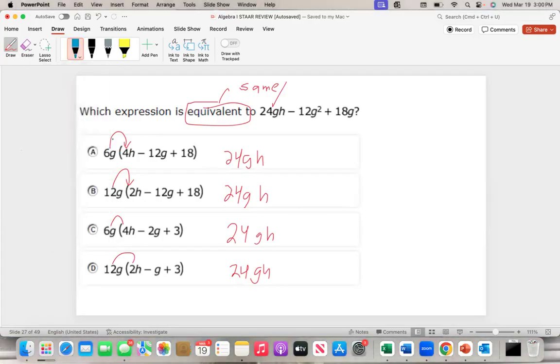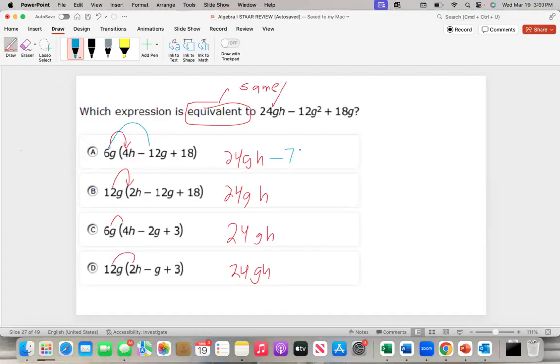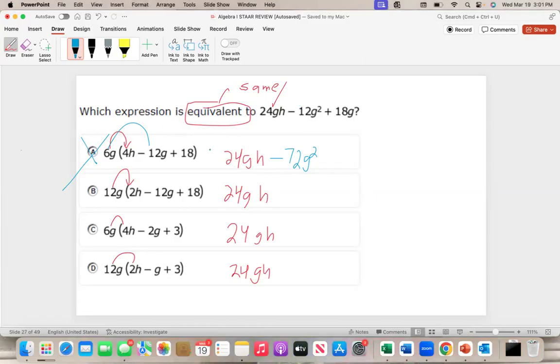All right, so now we're going to do 6 times negative. So I know a positive and a negative make negative. 6 times 12, well, that's not going to be 12, but it is 72. And that's a G squared. So we can go ahead and eliminate answer choice A simply because that is not a negative 12 that we have. Let's look at the next one.